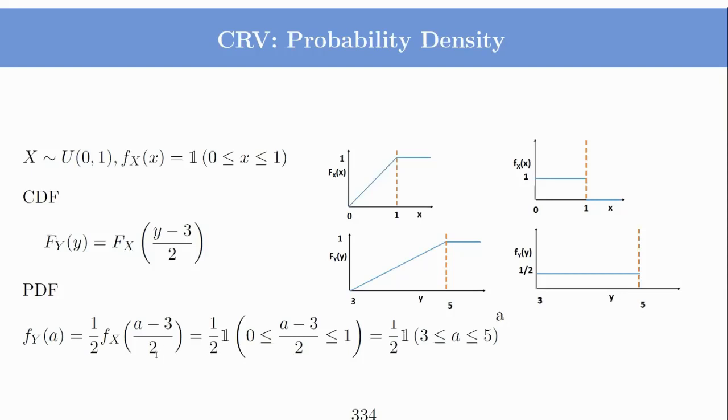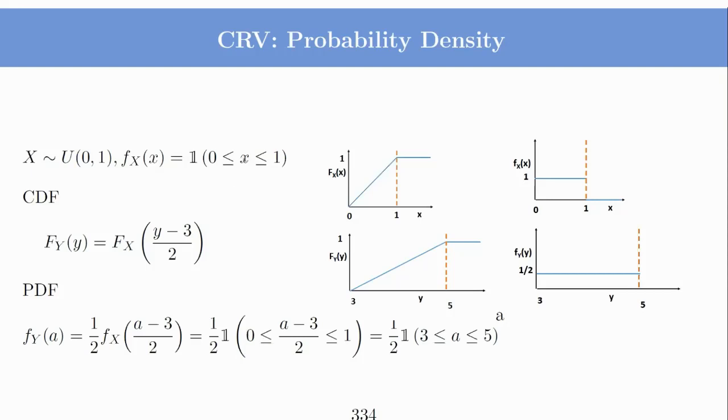Okay. And what is the PDF of x? It is equal to the indicator that x is between 0 and 1. So if this condition is not true, the PDF is 0. In between, it is 1. So I'll put this back here, and I get it is equal to half indicator.